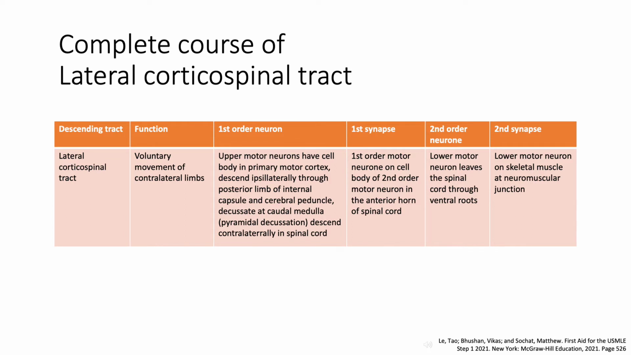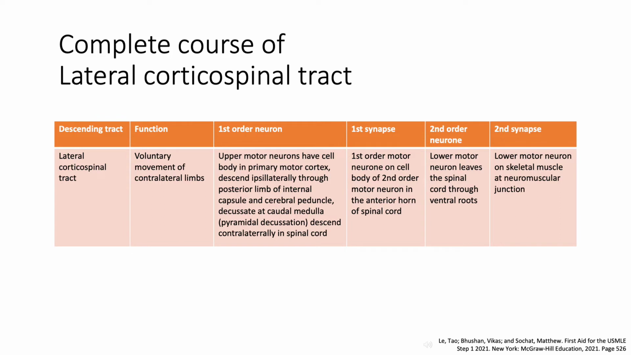Let's look at the first part, descending tract. Basically, we're mentioning which descending tract we are talking about. We're talking about the lateral corticospinal tract. Obviously, we have two, the lateral and the anterior corticospinal tracts. Then function. What is its function? It is the voluntary movement of the contralateral limbs, as we already mentioned. And then we go on to look at where we will find the first order neurons of this pathway.